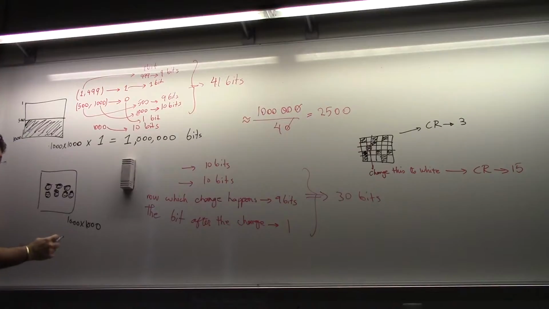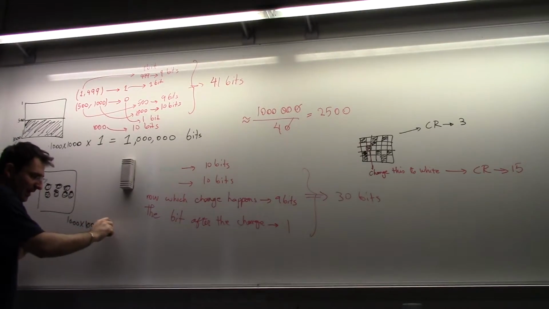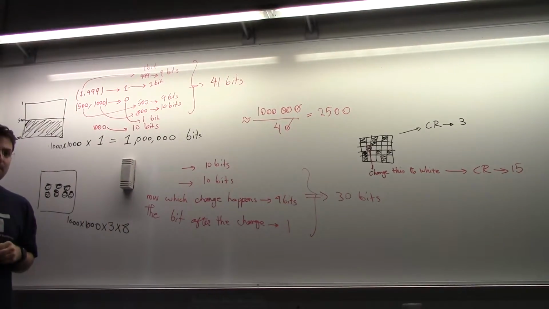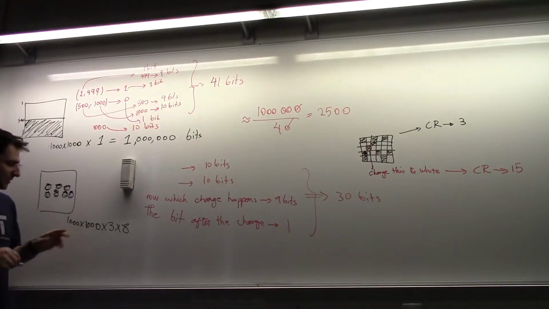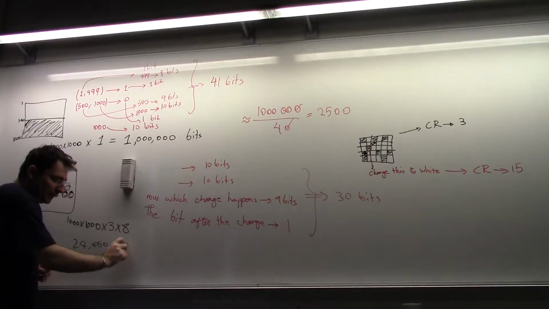And it's 1000 by 1000, and we know that we need to have 3 layers, and each layer needs 8 bits to represent, right? So this is how we calculate. We need 24 million bits.